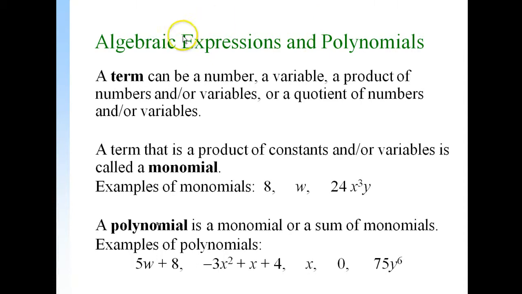Again, a little review. Algebraic expressions and polynomials. A term can be a number, a variable, a product of numbers and or variables, or a quotient of numbers and or variables. Remember, the quotient was like a fraction form, and we had said that terms are usually separated in an expression by a plus sign and a minus sign.